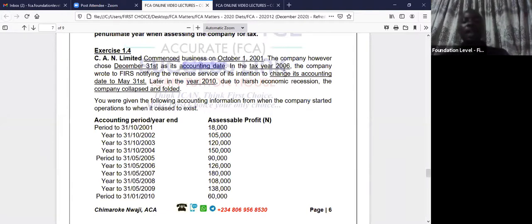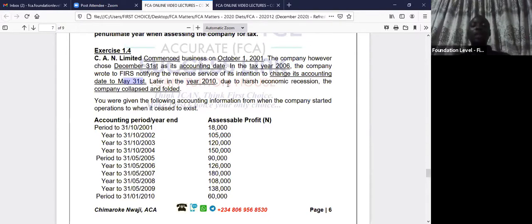In the tax year 2006, this is relevant. The company wrote to FIRS notifying the Revenue Service of its intention to change its accounting date to what? To May 31st. So you see, they have been bringing their accounts in December. That's the chosen accounting date. Now they are writing that they want to change to May 31st. So you see, that's a year of assessment and change of accounting date.